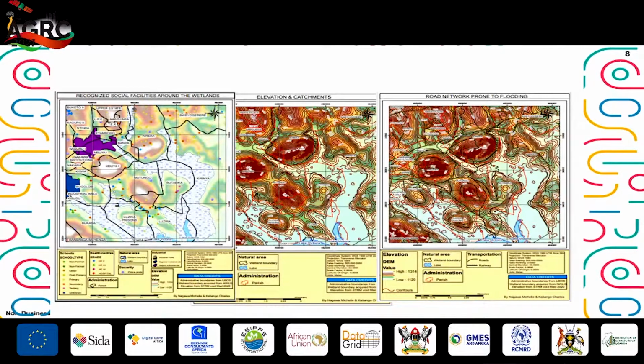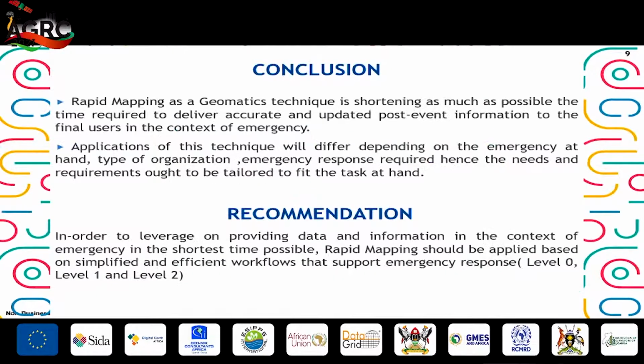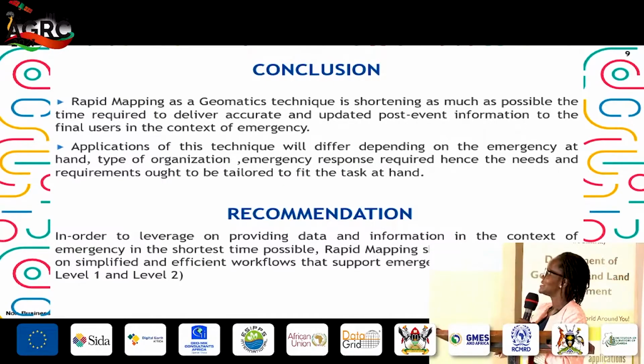So with such information, we can actually show that when you use rapid mapping, from what we have obtained, you're able to get data in the shortest time possible that is updated and can be used by the final users in the chain. They can inform how to guide people when there's a disaster coming or when it has happened. And then applications of this technique will of course differ depending on the emergency at hand, the type of organization, and the emergency response. So therefore, every need and requirement should be tailored to the emergency that is there.